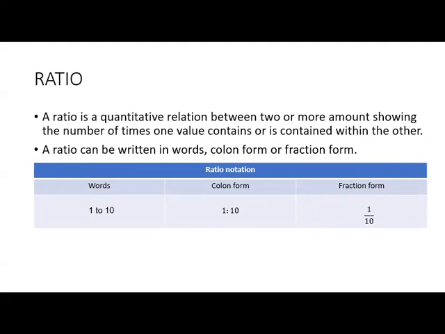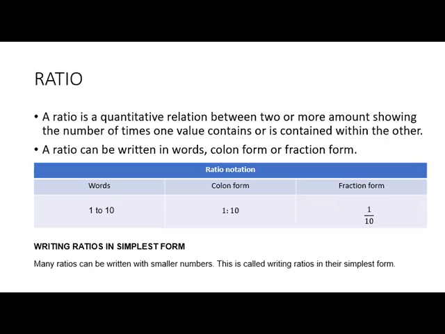When we are asking you to write a ratio in simplest form, all we are asking you is to write it as the smallest possible number you can calculate. Now, many ratios can be written with smaller numbers, and that is called writing the ratio in simplest form. So it is called writing ratios in their simplest form, as I have said.